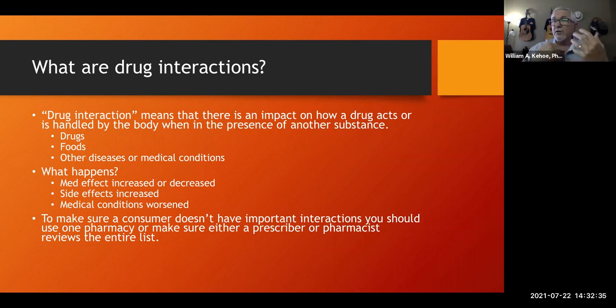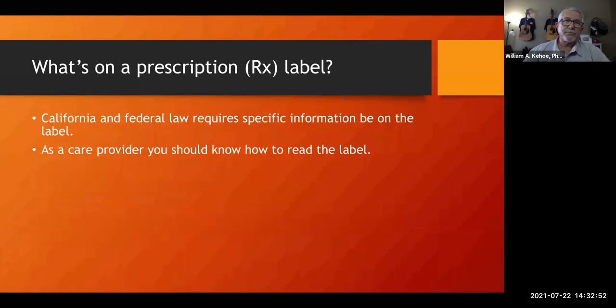So making sure that you go to one pharmacy where all the consumer's medications are listed on the profile is the best insurance about drug interactions that you can have, because you can know that the pharmacist will be alerted when a prescription comes in if there's a potential problem, and he or she can deal with it.